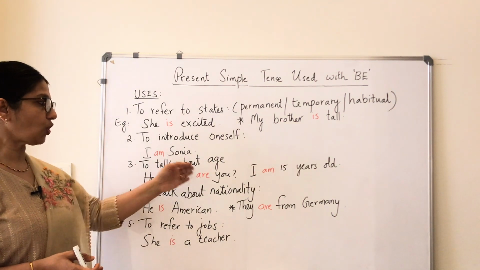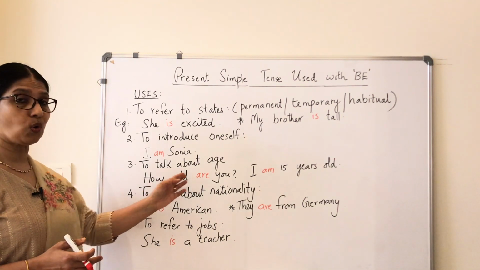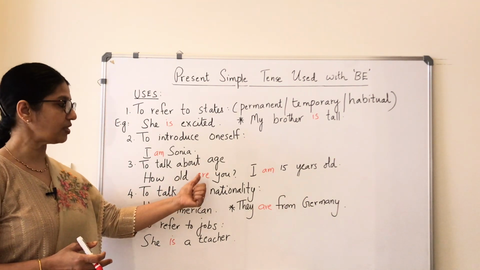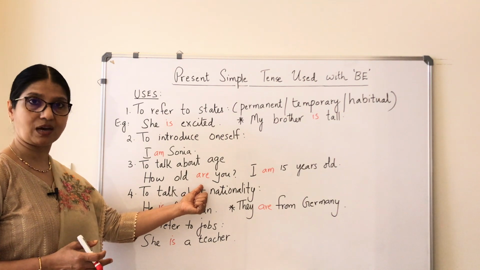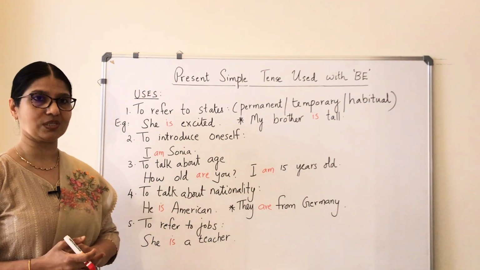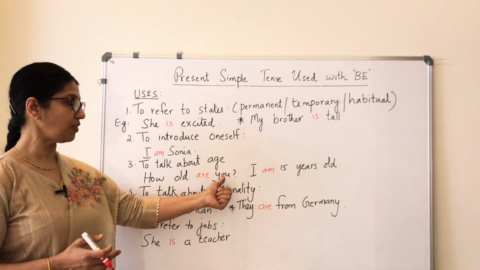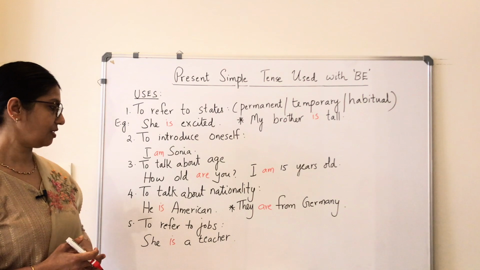It's also used to talk about age. So the question may be, how old are you? So even in the question, we use this form of be, are. And the answer is, I am 15 years old. So here we use am with I. Here in the question with you, we use are.